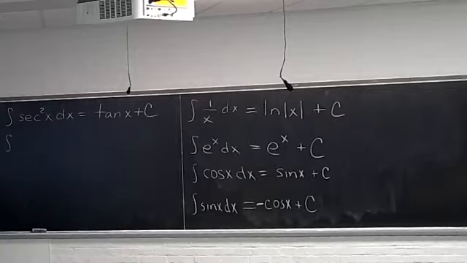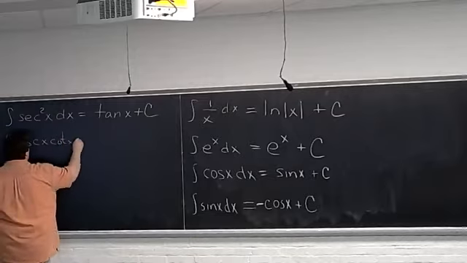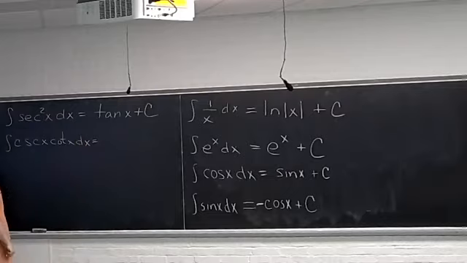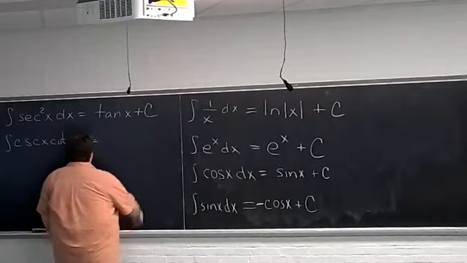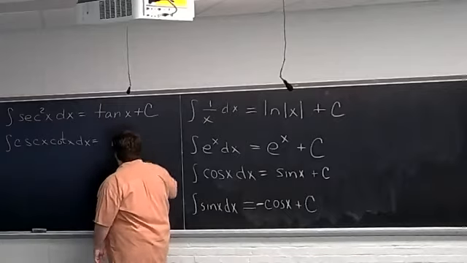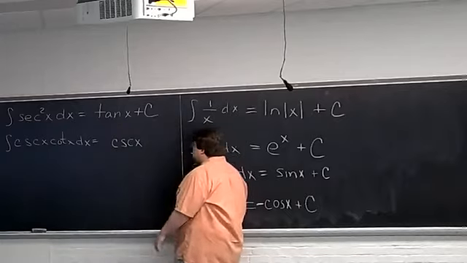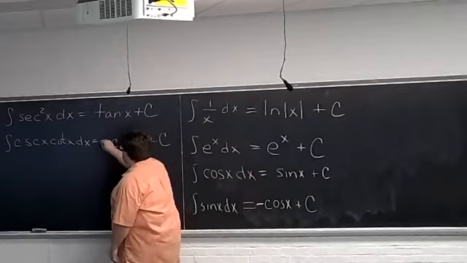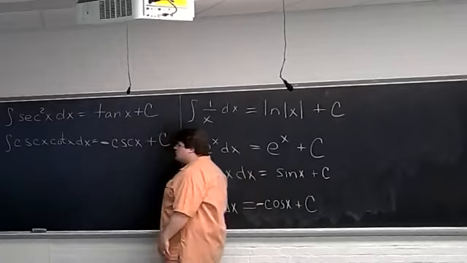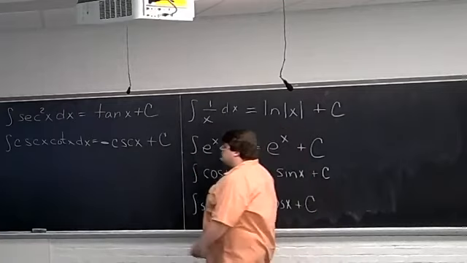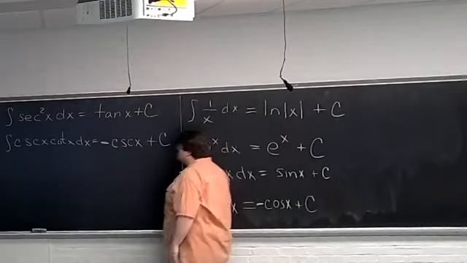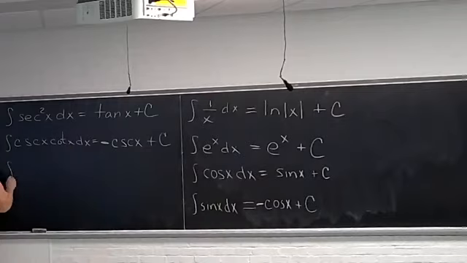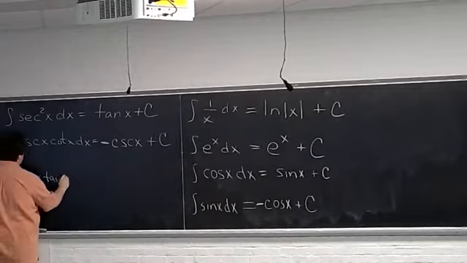What's our next? We have three more. Well, the derivative of cosecant of x is negative cosecant x cotangent x. So the integral of cosecant x cotangent x is negative cosecant x. And the integral gives all of them, so negative cosecant x plus constant. And then we have our last two, integral of secant x tangent x.